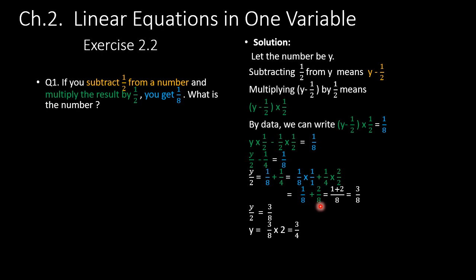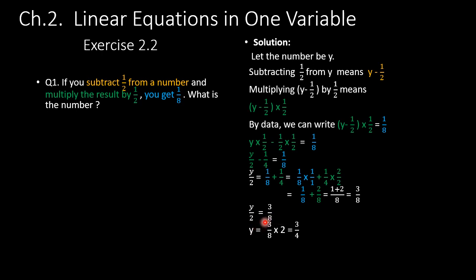1 by 8 into 1 by 1 is 1 by 8. 1 by 4 into 2 by 2 is 2 by 8. Now the denominators are the same. Numerators we can add. 1 plus 2 we get 3 and it becomes 3 by 8. Now we know y by 2 is equal to 3 by 8.